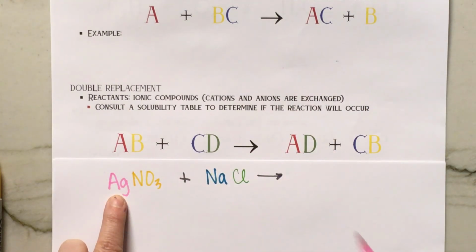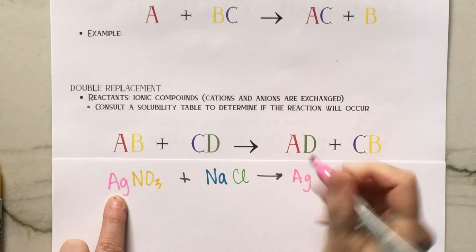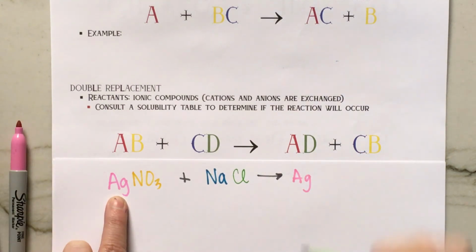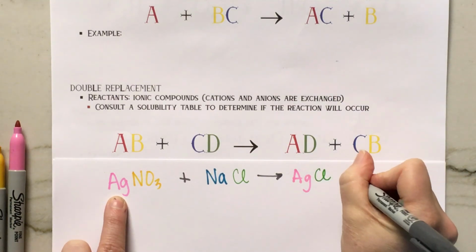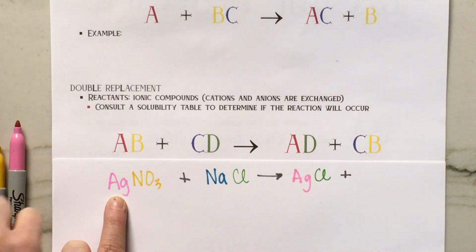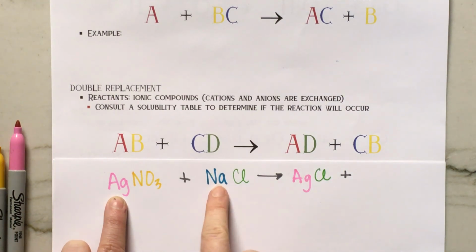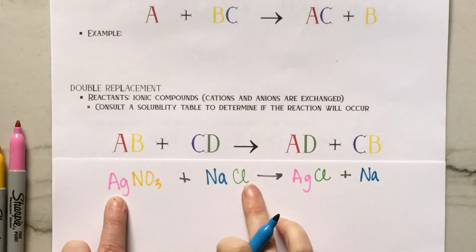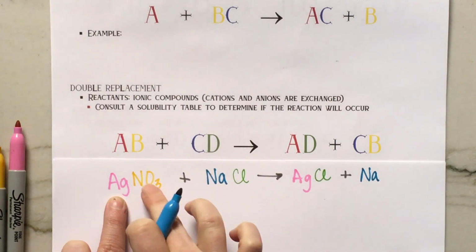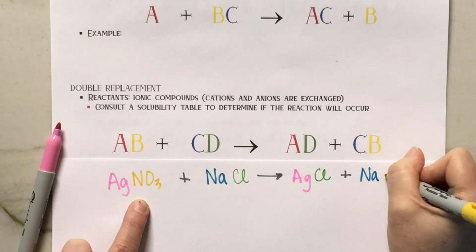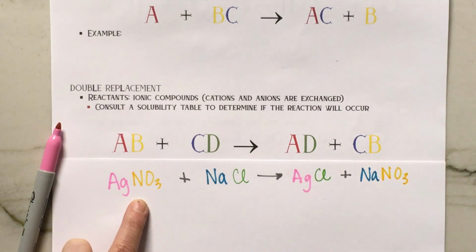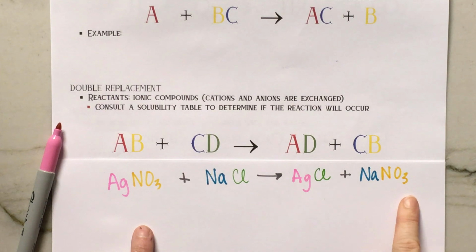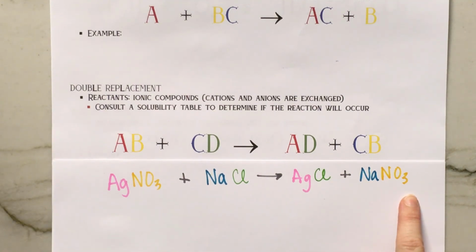So the cation silver is going to bond with chloride. So silver chloride plus sodium nitrate. So sodium C is going to bond with anion nitrate. So that is an example of a double replacement reaction.